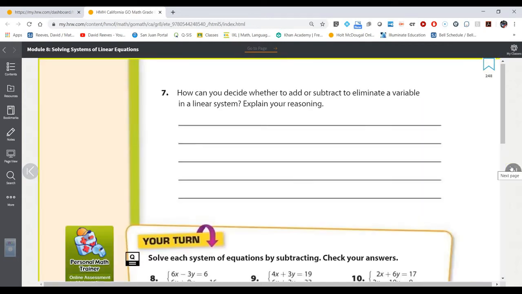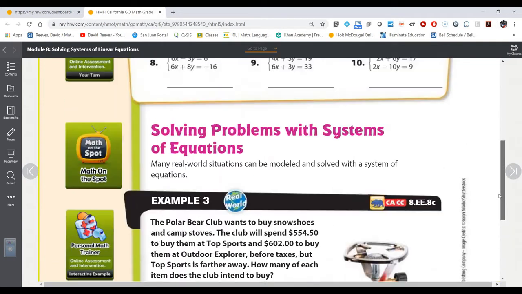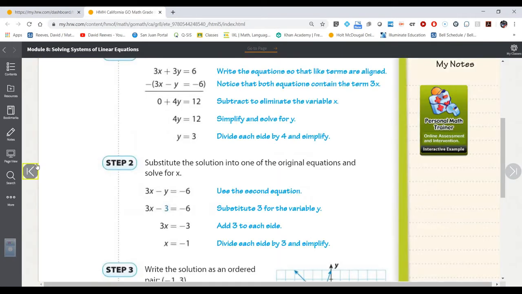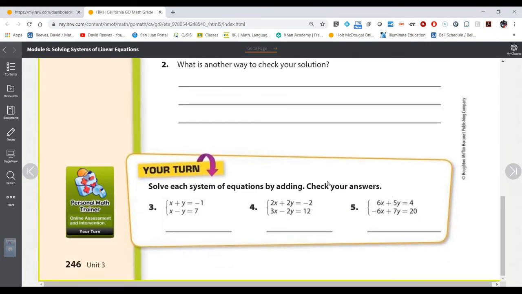All right. So I'm going to take a look right here at your turn. So I'm on page 248. Actually, I'm going to go back here to right here. Okay, so now I'm on page 246, and let's take a look at these two equations right here.